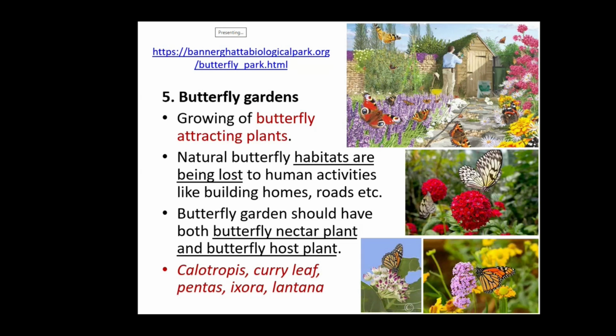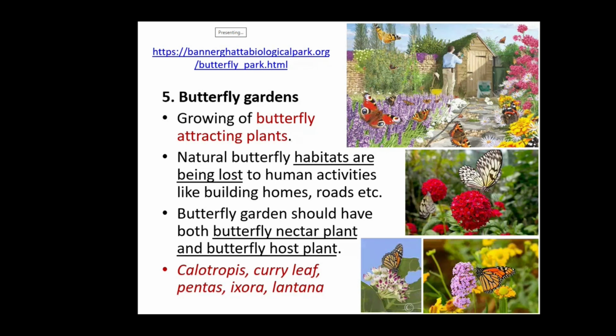Butterfly gardens are very popular in tropical countries, because we have more diversity. The region around the equator is called the tropical area. The world's most popular forests, with high diversity of trees and animals, are present in this tropical area. Especially in the Indian context also, we have lots of diversity. That's why butterfly gardens are very popular.